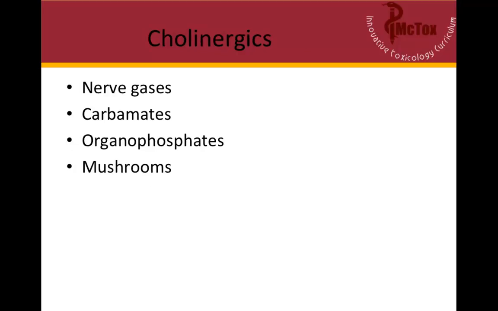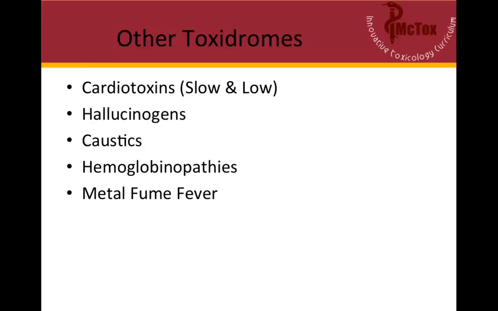Examples of exposures that can produce a cholinergic toxidrome include nerve gases such as sarin, pesticides including carbamates and organophosphates, as well as some mushrooms. The other classic toxidromes will be discussed further in the following sections, but are summarized in this table.